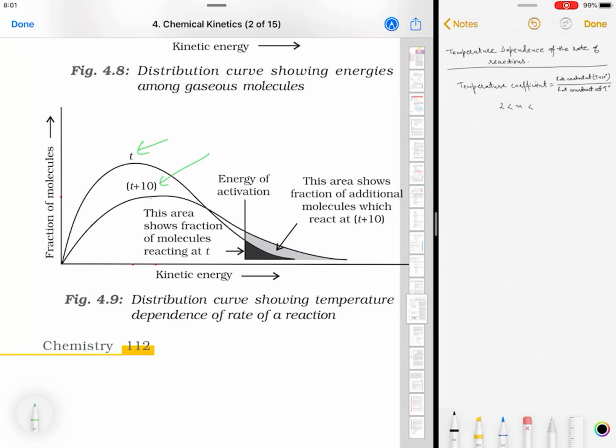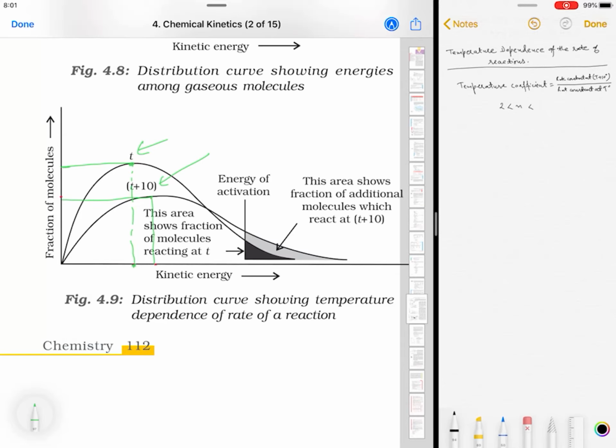If we observe this graph, in both the graphs there is a peak, and corresponding to this peak there is an energy which is possessed by the maximum fraction of molecules. This is the most probable kinetic energy. So what is happening when we have increased the temperature? The fraction of molecules with this energy lowers down.